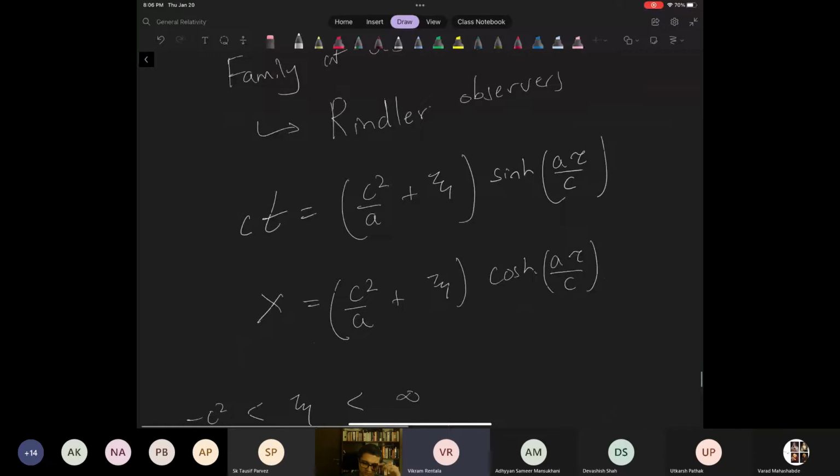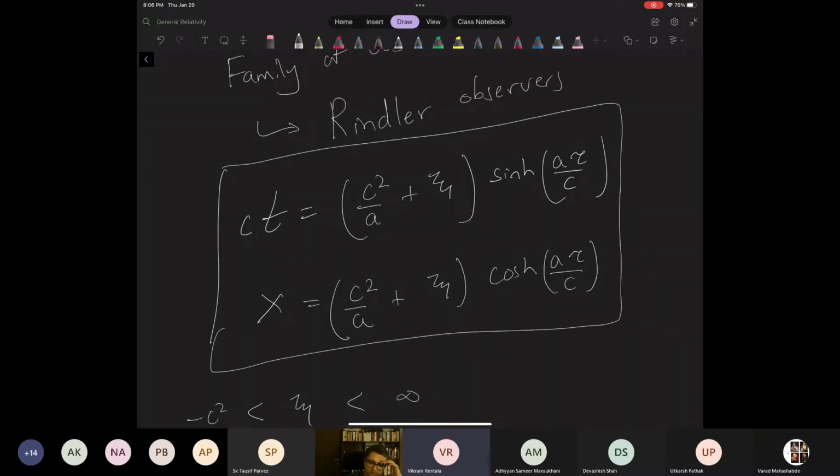So this family of observers, which I wrote down the equations for, are called Rindler observers. They're a family of observers which are parameterized by this parameter xi and another parameter tau. Tau is not the proper time for each observer. Rather, tau prime is the proper time for each observer, where tau prime is 1 plus a xi over c squared times tau. So tau you can only think of as a parameter that describes the trajectory. It's not the proper time of each observer.